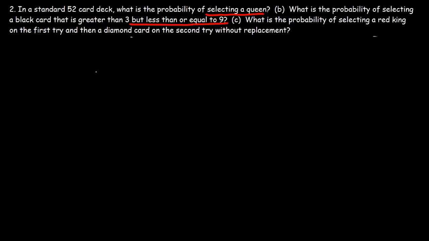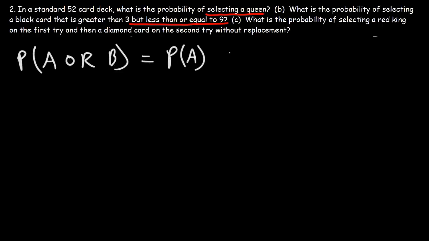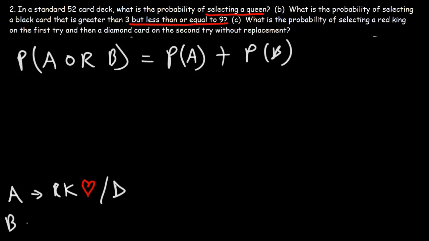Now, another formula that we could use is when you have an OR situation. The probability of selecting A or B is equal to the probability of A plus the probability of B. We're going to have to use this. So event A is going to represent the first situation. That is, let's say we select a red king of hearts, and then on the second event, we'll be selecting a diamond. Event B will be selecting a red king of diamonds, and then the second event will be selecting another diamond card.